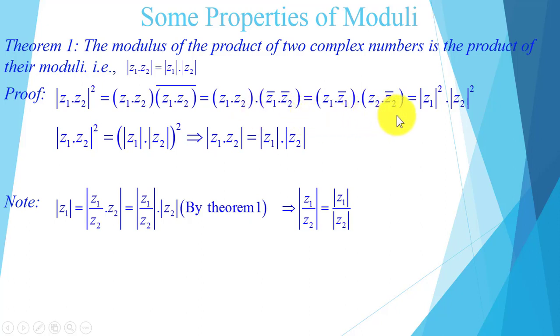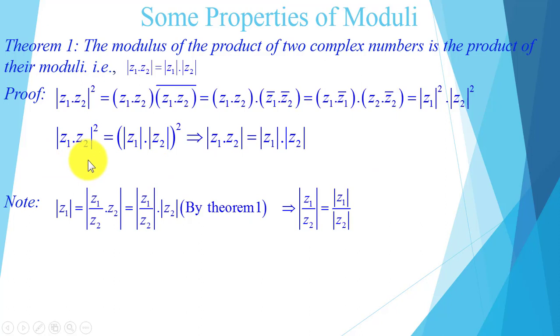into z2 into z2 bar, and this is equal to modulus z1 square into modulus z2 square, because z into z bar is equal to modulus z square. So z1 into z1 bar is equal to modulus z1 square, z2 into z2 bar is equal to modulus z2 square.